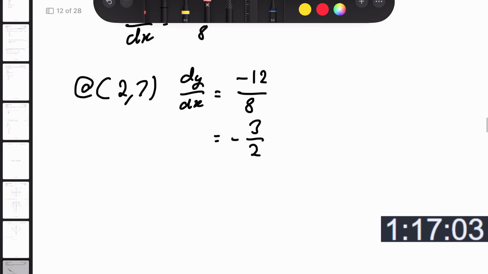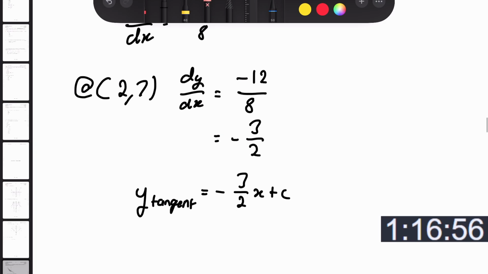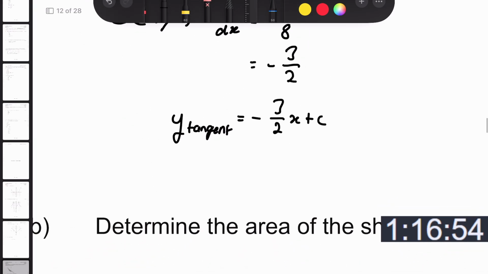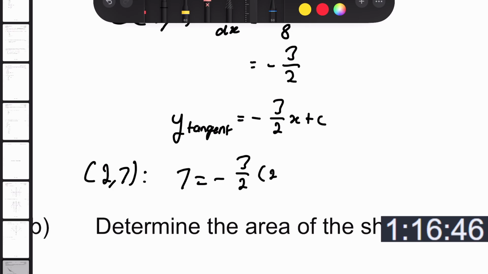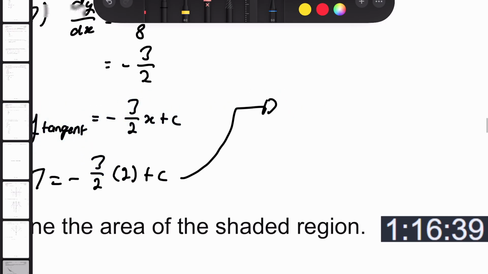So then y tangent is going to equal negative 3 on 2 of x plus c. And then let's just solve using these points. So we have 7 equals negative 3 on 2 of 2 plus c. So these 2's will cancel, so then c equals 10. Therefore, y tangent is going to equal negative 3 on 2 of x plus 10.